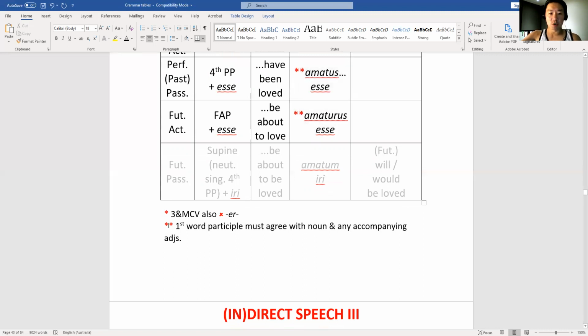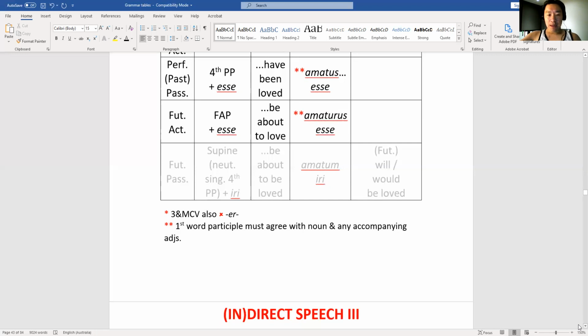So being a participle, being an us adjective, obviously the first word must agree with the noun and any accompanying adjective. So that's a changeable ending. It could be amaturum esse, could be amatura, amaturi, amaturae, etc. So different endings depending on what noun is about to do the loving or what noun has been loved.